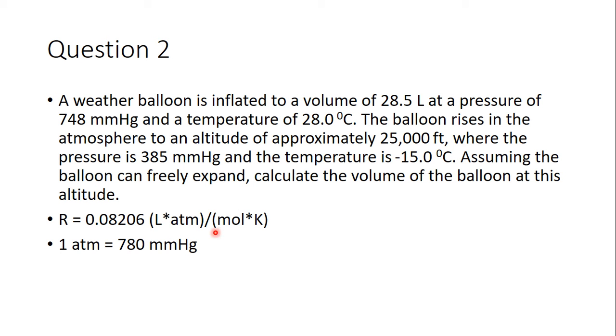And here's our R. We have liters, atmosphere, mole, and K. Now let's check the units we were given. We're given a volume in liters, that's good. Our pressure is in millimeters of mercury, and our gas constant is in atmospheres, so we need to convert our pressure to atmospheres to match our gas constant. Temperature is 28 C, gas constant is in K, so we need to convert that to K. And the same is true of the other pressure and the other temperature in our problem.